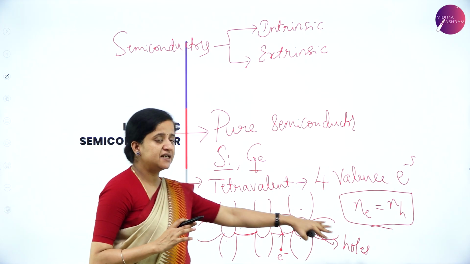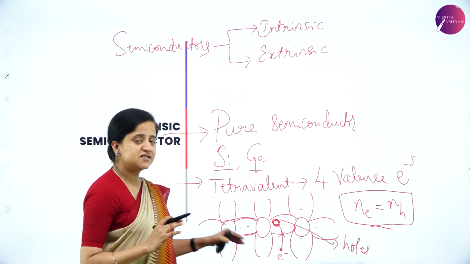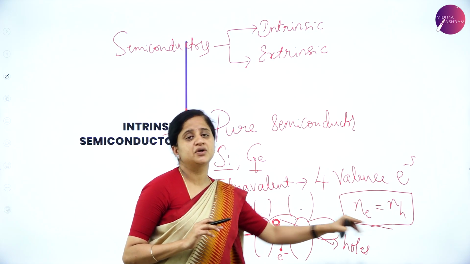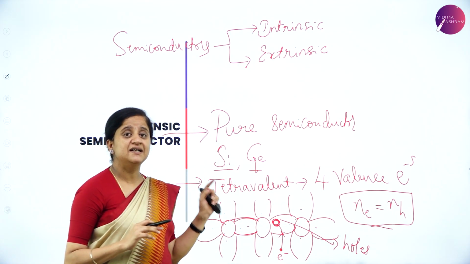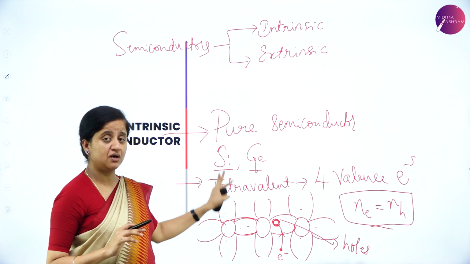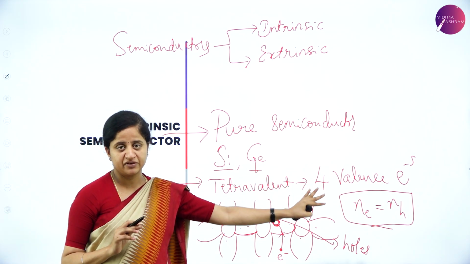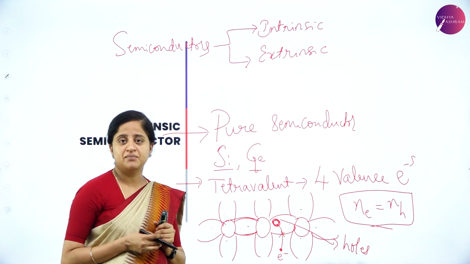So holes are generally positively charged and the electrons are negatively charged. So the number of electrons is always equal to the number of holes in case of intrinsic semiconductor. However many electrons come out of the bond, that many vacancies will be created, and hence the number of electrons is equal to the number of holes.